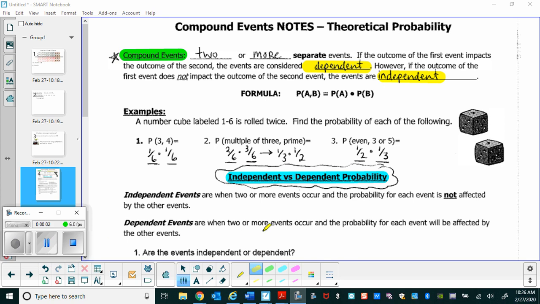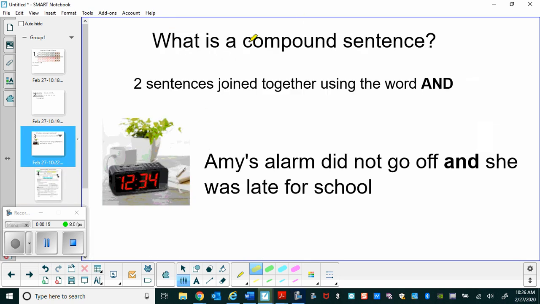All right, hey folks, in this video we are going to take notes on compound events using theoretical probability. And before we even take any notes here on compound events in math, I wanted to remind you guys that you know what a compound sentence is in English. It's when you have two sentences joined together using the word and.